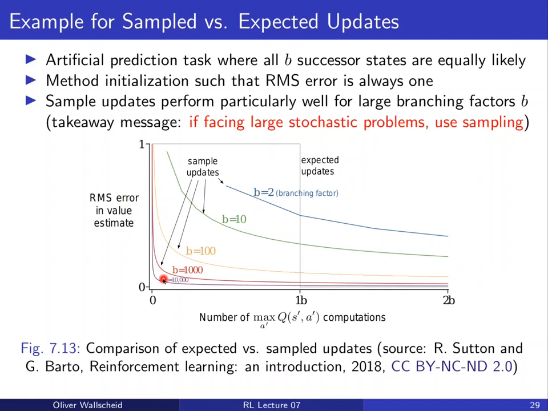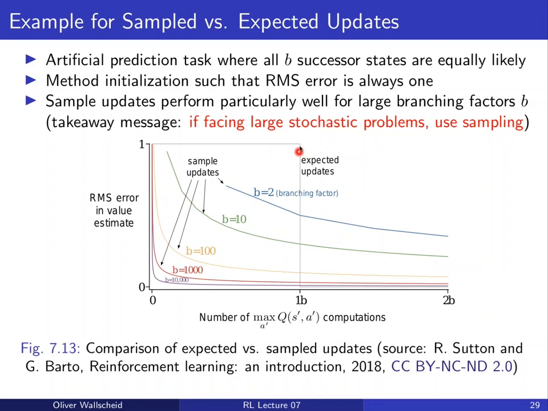And what we can see here, so these colored lines are the sample based updates for problems with different branching factors, and this gray box here would be the expected update. So the expected update is then only available for 1B, because that would be the number of computations I need to fulfill on the Q value in order to get that expected update here. So therefore, in this artificial problem, the expected update would jump after that first execution of the expected update to a zero RMS error. And the takeaway message here is that for small branching factors, so if there's only a few states I can transit to, the difference between the expected update and the sample based updates is comparably small.